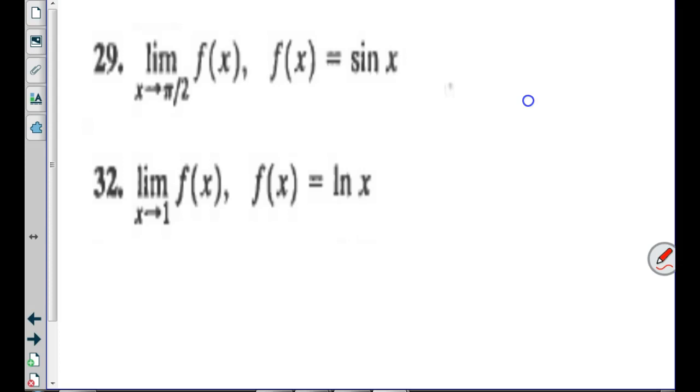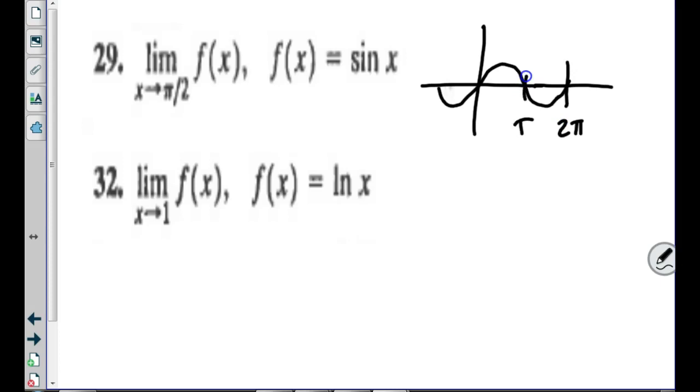Oh, this sounds fun. Sine graph. Yes? So as you get close to pi/2, well, this is what value where we finish one cycle? 2 pi. Halfway would be pi. Pi/2 is here. So as you get close to pi/2, what y value would this be approaching? 1. Yep. That's an important one for calc.